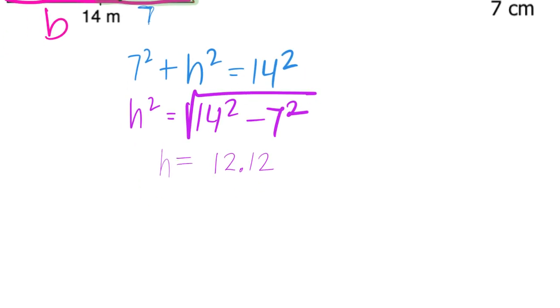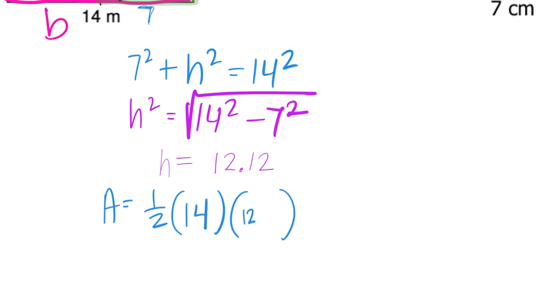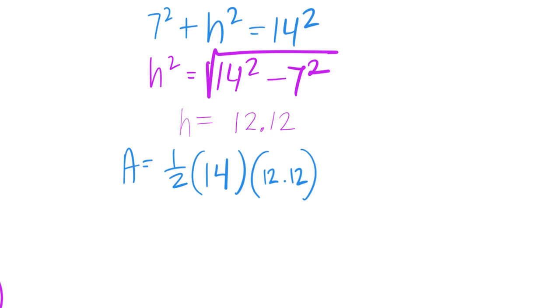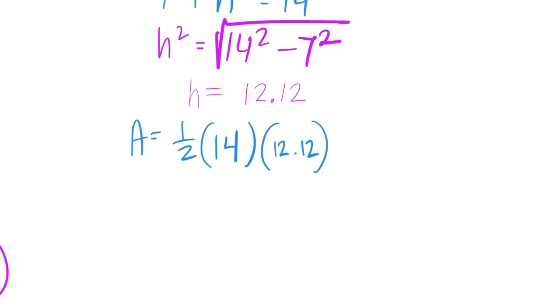And then now we can just go ahead and plug it into the area formula. So it's 1/2 of the base times the height. The base of this triangle is 14. The height is 12.12. And then if you just multiply all of that out, you're going to get about 84.8.